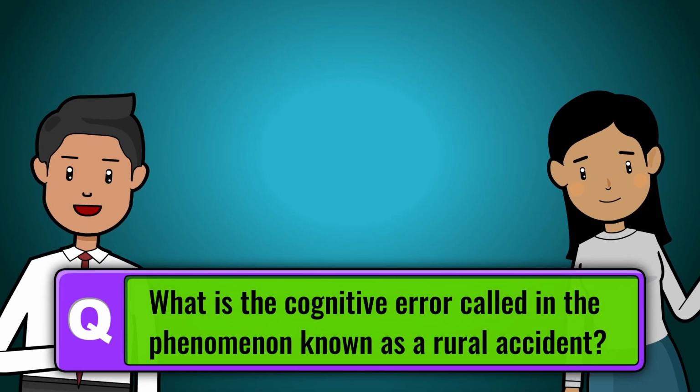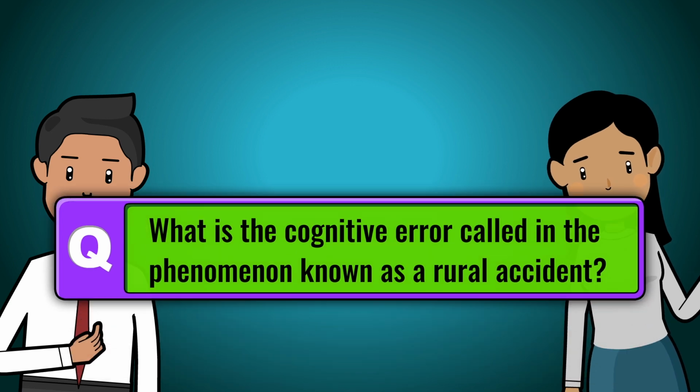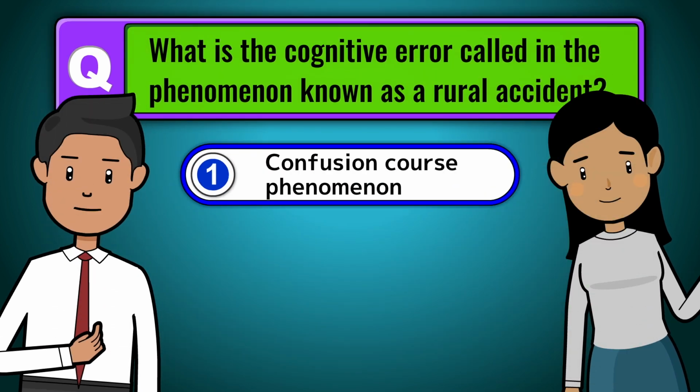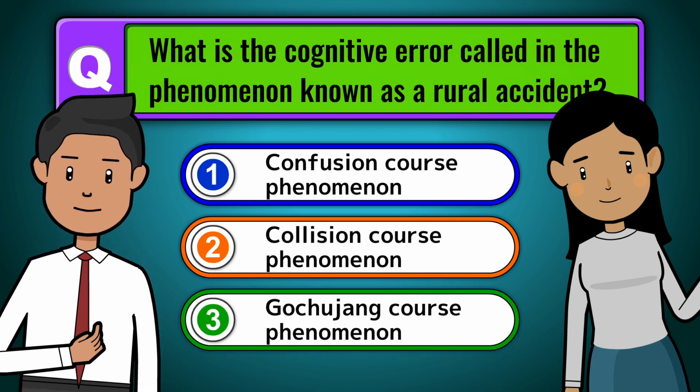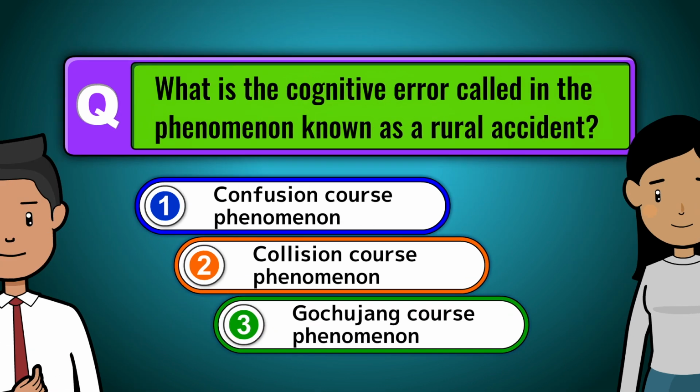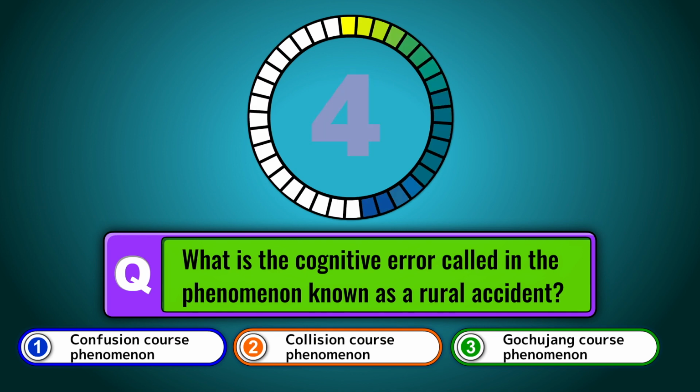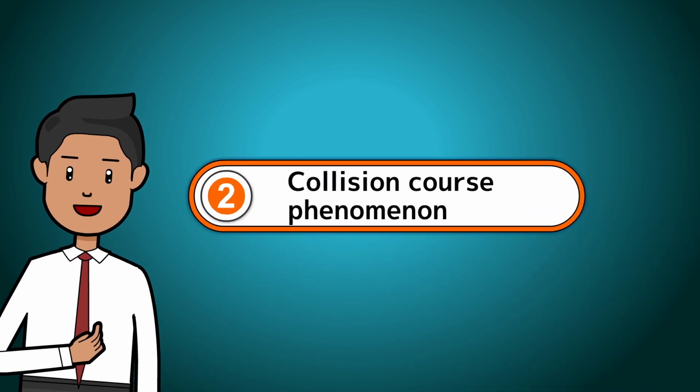Now, here's the second question. What is this kind of cognitive error called? I wonder what it is. Number 1, confusion course phenomenon. Number 2, collision course phenomenon. Number 3, gochujang course phenomenon. The answer is number 2, collision course phenomenon.